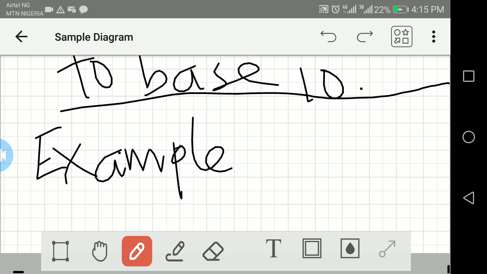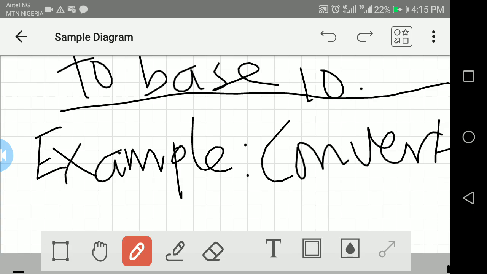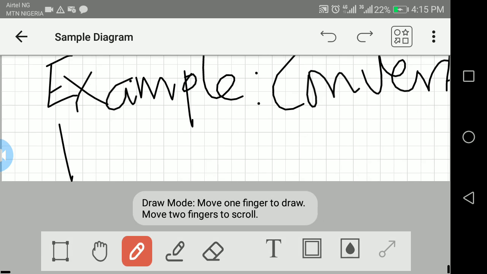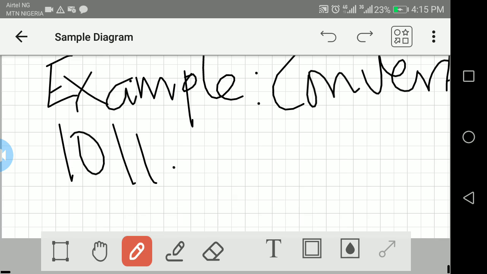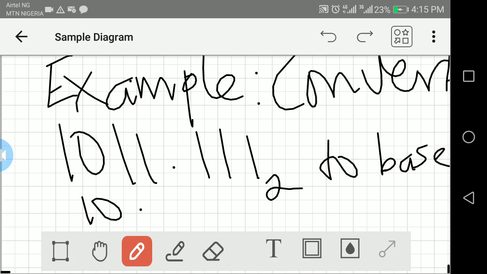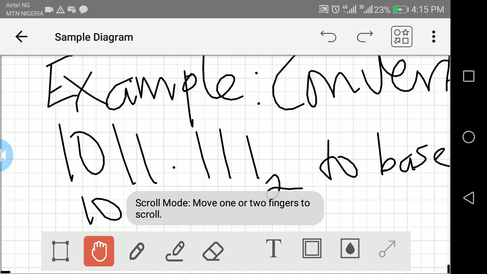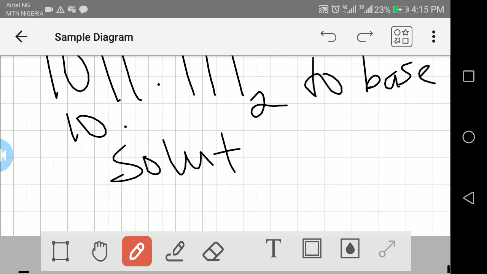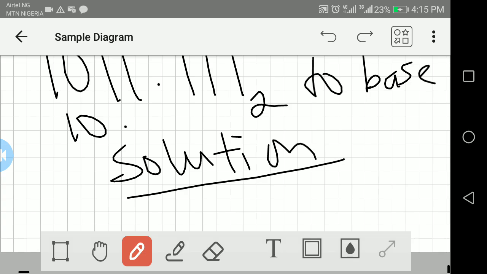convert 1011.111, this is in base 2, to base 10. Solution: convert 1011.111 base 2 to base 10.